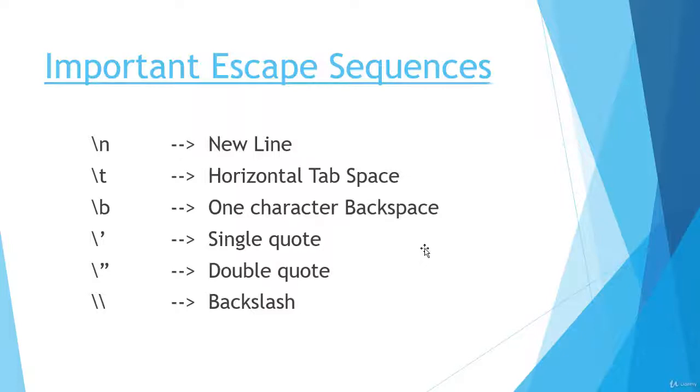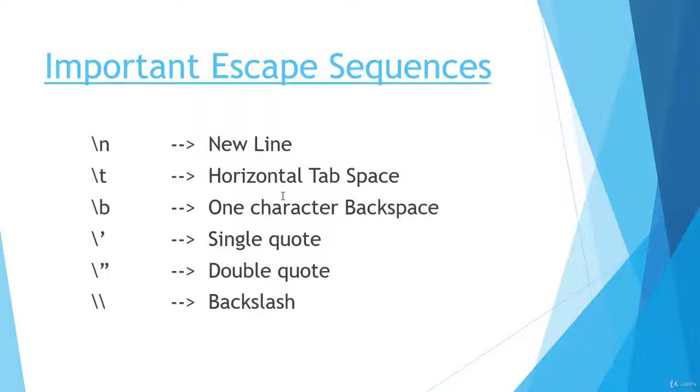Next we have \t, the horizontal tab space. For example, if we want to print a space between two strings or characters, one tab space, you can use the horizontal tab space. A tab space consists of 3 to 4 spaces, you can say. And if you want to print one tab space, you definitely use the \t, which is one of the most important escape sequences in Java.